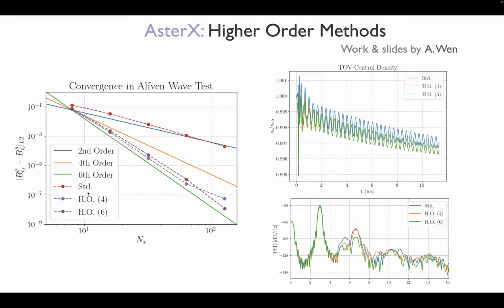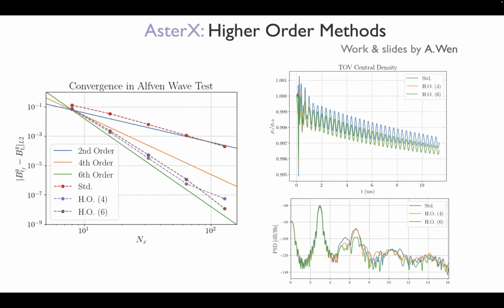As you see, once you have just the standard, no higher order correction involved, you get only second order accuracy in the simulation. Whereas once you go to higher orders, even sixth order, the green line essentially is showing the sixth order accuracy, and this is what we can also get in this test. Whereas on the right side, there's still work in progress. Alan is now evolving TOV stars with these high order methods and seeing what results we can get with that.